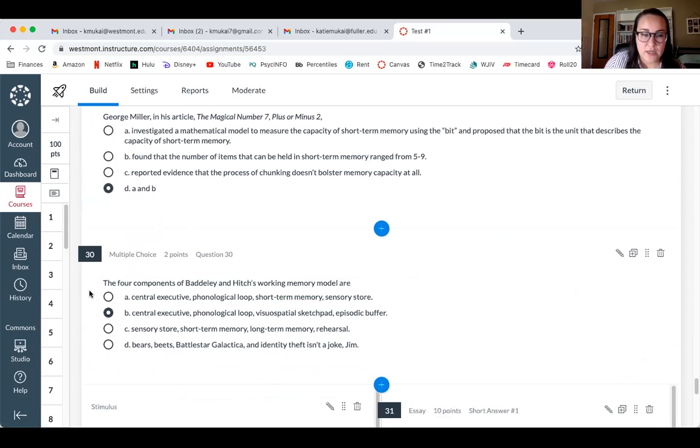And then 30, the 4 components of Baddeley and Hitch's working memory model are the central executive, right? That's the CEO that's overseeing everything. We have the phonological loop, which is dedicated to auditory memory. We have the visuospatial sketchpad, which is devoted to visual memory. And then we have the episodic buffer, which is combining or assimilating all of these different modalities of memory and then sending them into long-term memory.